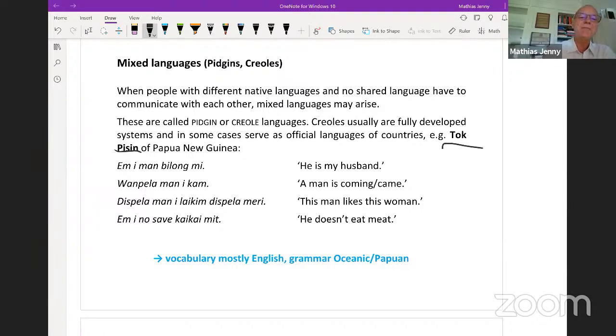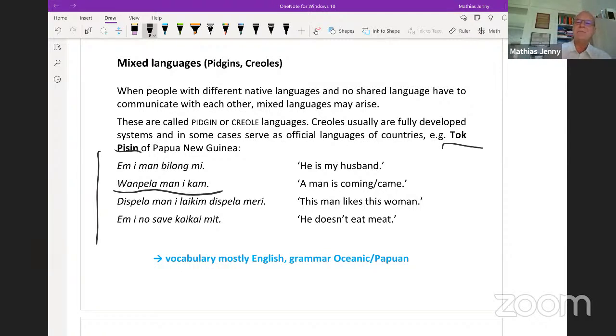So if you look at these examples, Em i man bilong mi, he's my husband. These are all English words. Him is man belong me. The grammar is not English at all, but the words are English. The grammar is rather Oceanic or Papuan.